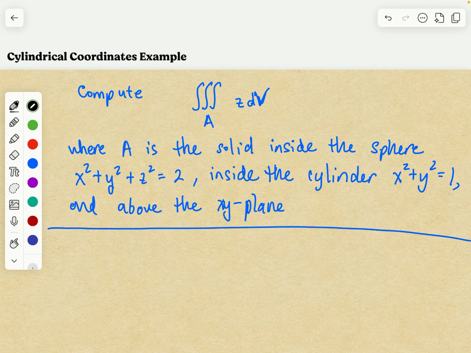In this video, I want to calculate a triple integral. It's the triple integral of z over A, where A is the solid inside the sphere x squared plus y squared plus z squared equals 2, inside the cylinder x squared plus y squared equals 1, and above the xy plane. So first we should draw a picture of what this looks like.